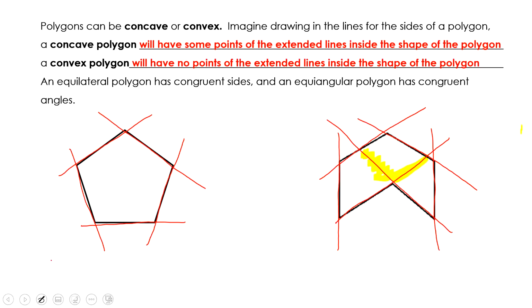And then an equilateral polygon has congruent sides, and an equiangular polygon has congruent angles. We also talk about a regular polygon, which is a convex polygon that is both equilateral and equiangular. So all the sides are the same measurement, and all the angles are the same measurement. The easiest one to think of is a square. All four sides of the square are the same. All the angles of the square are 90-degree angles.